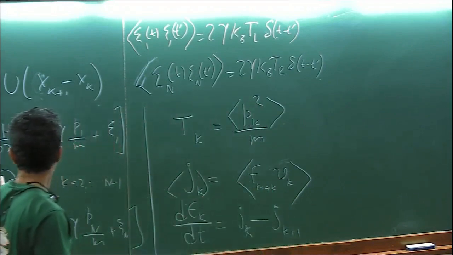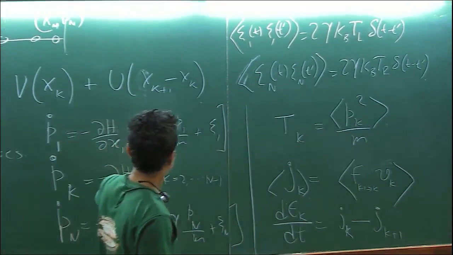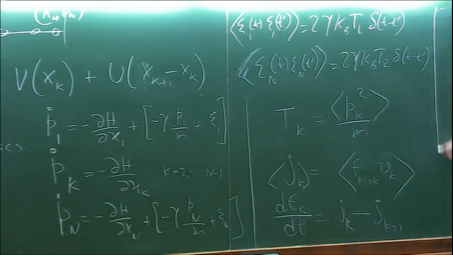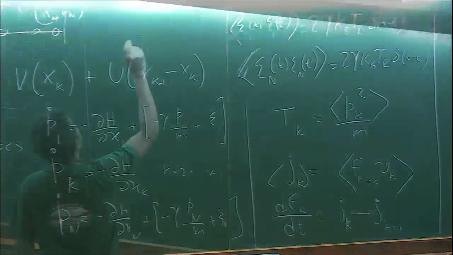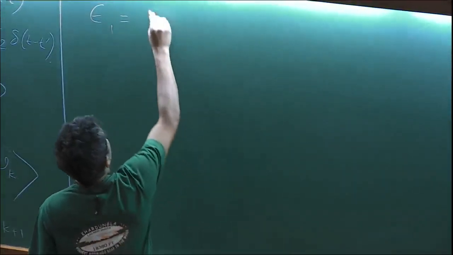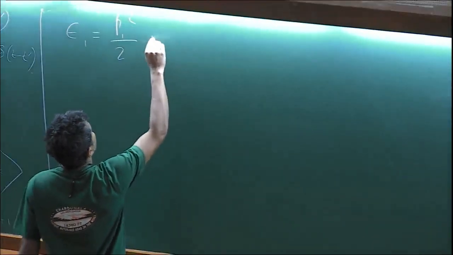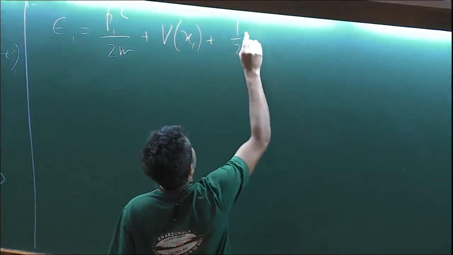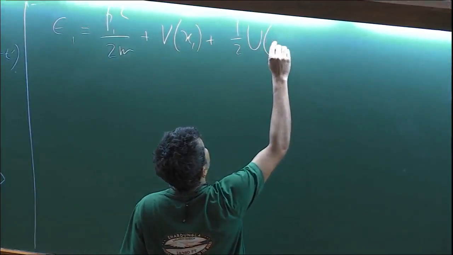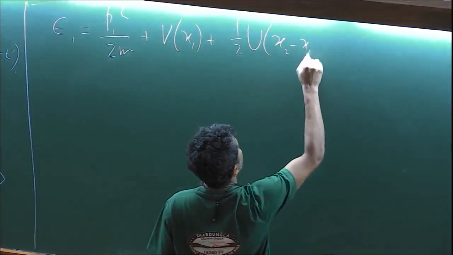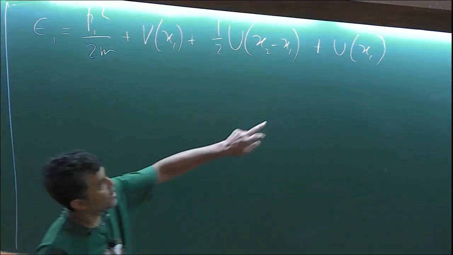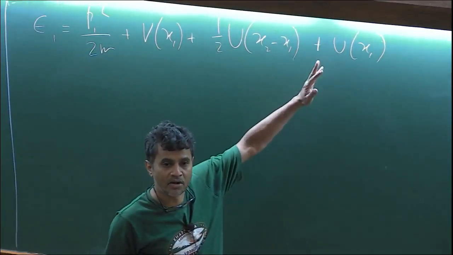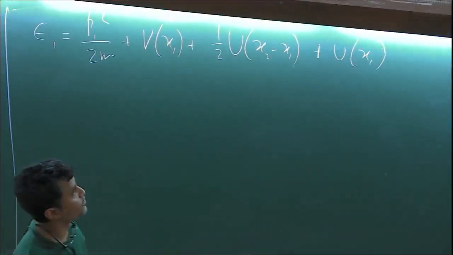And you can ask what is the current flowing from the reservoir into the system. So then you should look at the first particle. If you look at the first particle, its energy is given by epsilon 1 equals to, let's say zero is zero for the moment. I don't put a half here because there's no other particle to share the energy, so all the energy must be in this U for the last particle.